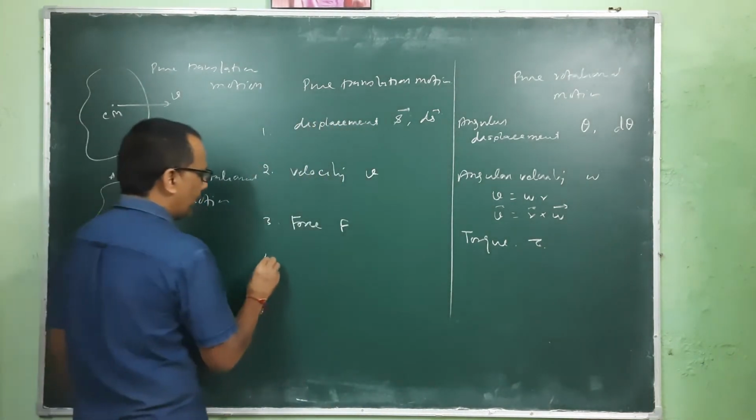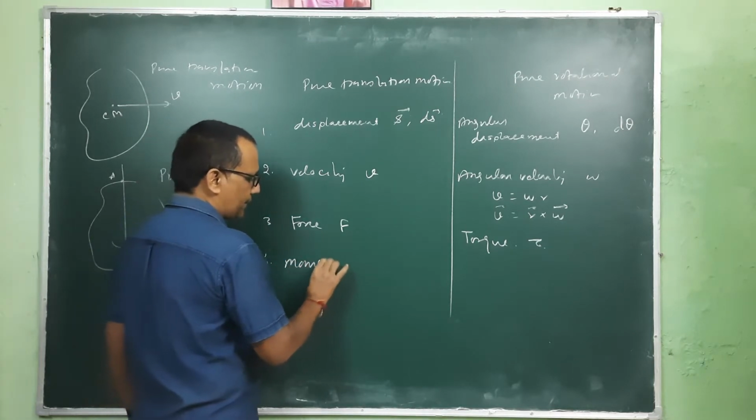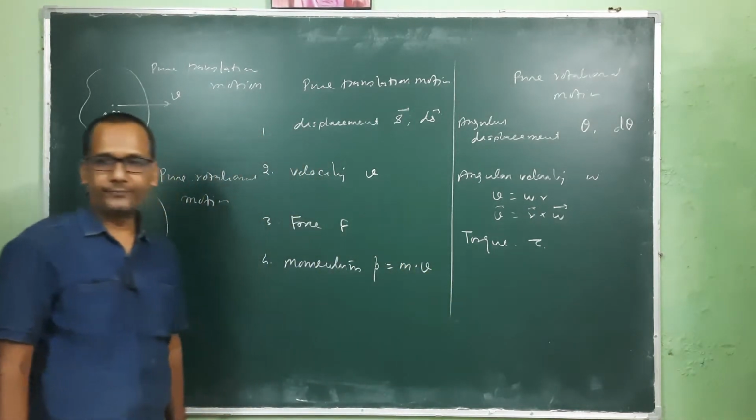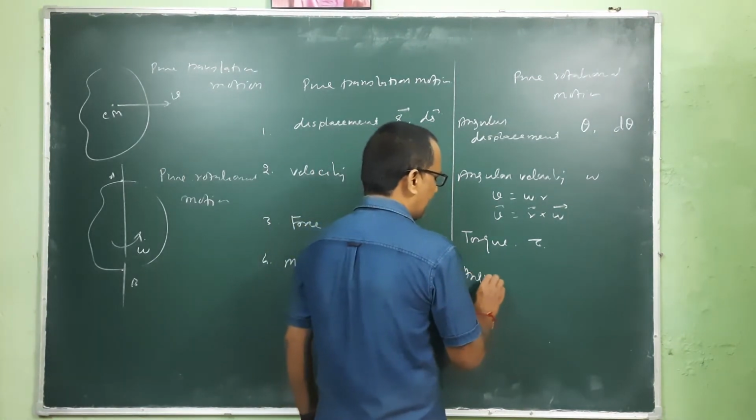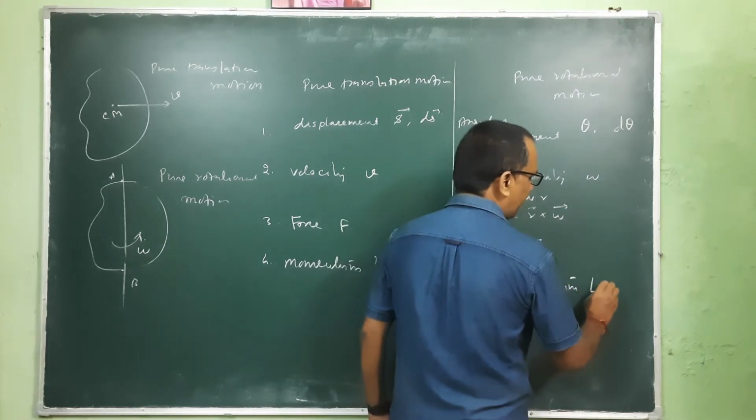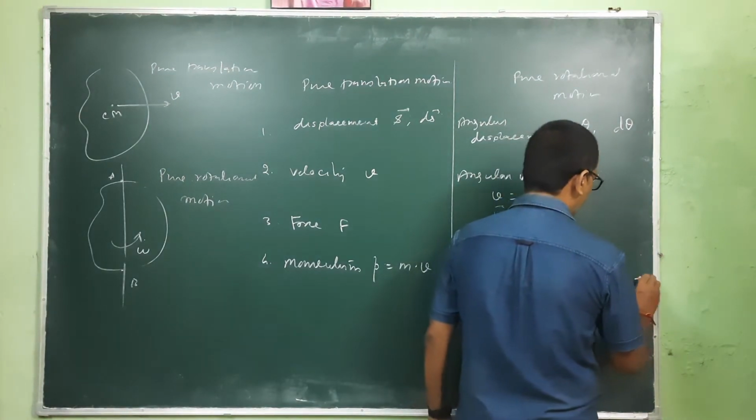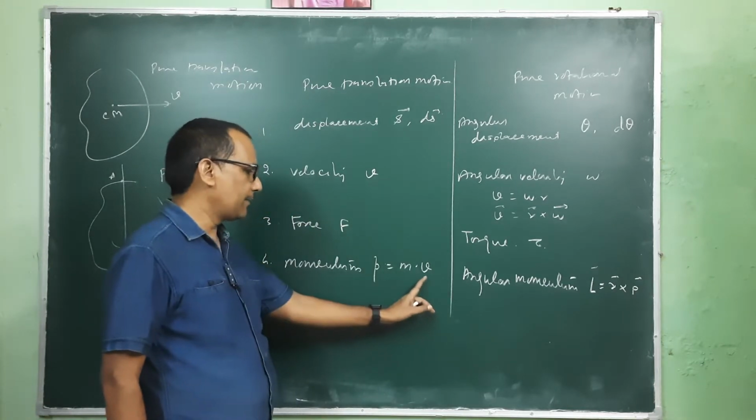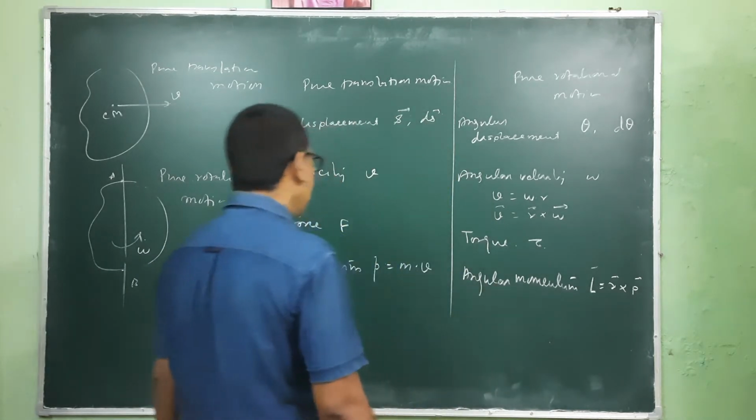And then fourth, we have to discuss momentum, that is linear momentum. This momentum is represented by P, and it is equal to mass multiplied by v. Here this is angular momentum, and it is represented by L, and it is equal to r cross P. In terms of that, P is equal to mass multiplied by v. So here L is equal to r cross P.